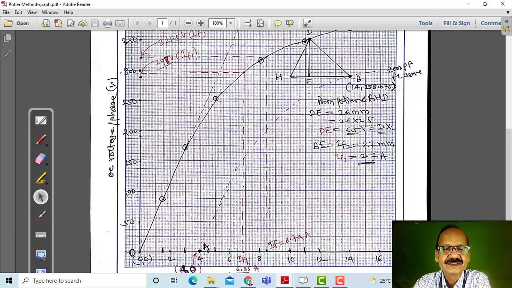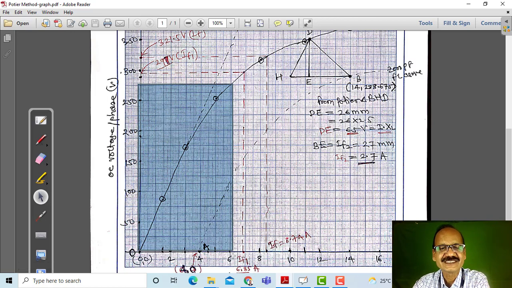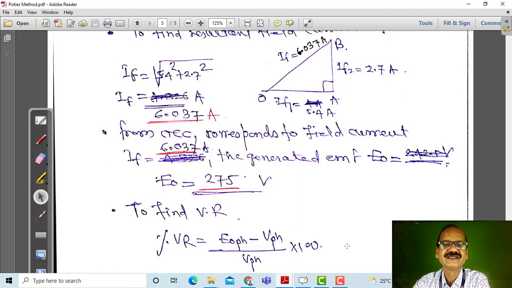The field current is 6 ampere. Corresponding to 6 ampere, how much is the open circuit voltage? See here, it is 250, here it is 275, and here it is 300. So when the field current is 6 ampere, the open circuit generated EMF, that is the no load voltage, is 275 volt. So from this, obtain the voltage regulation.